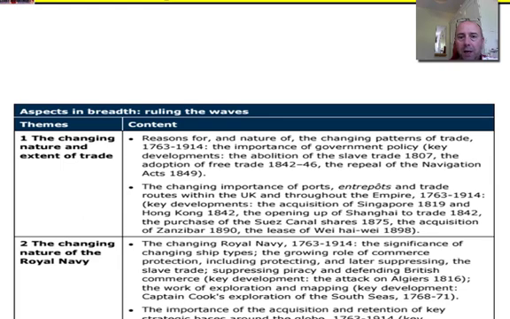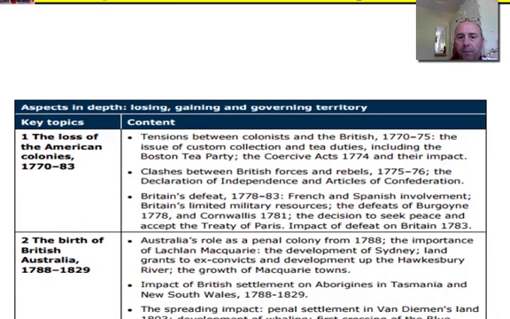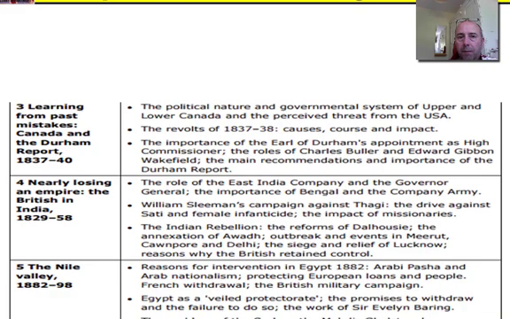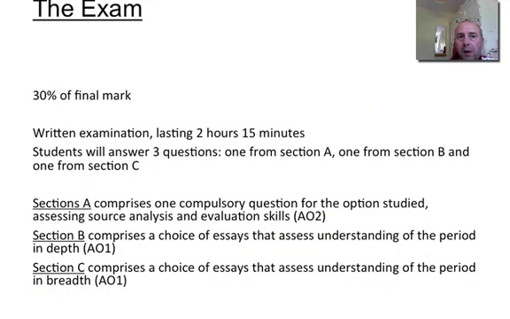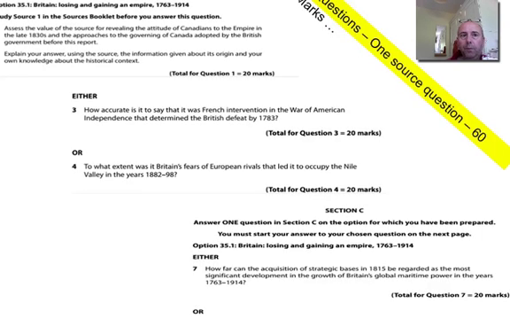Now on the next slides, you've got the specialist areas in more detail that you can read in your own time. The exam will be 30% of your final mark, a written exam lasting 2 hours and 15 minutes, of which you will answer 3 questions, one from section A, one from B, and one from C. An example of the paper that you will look at.